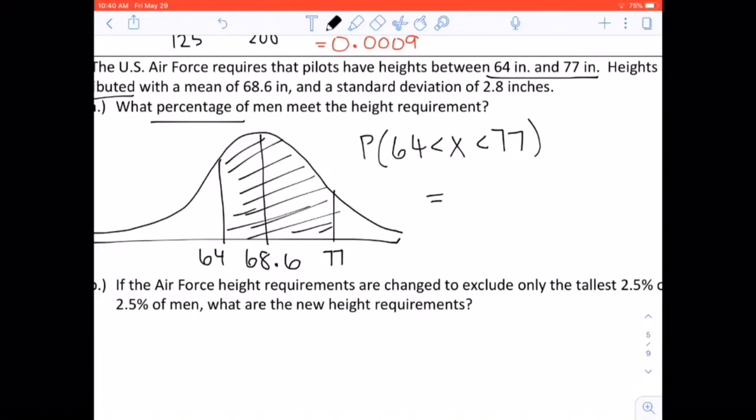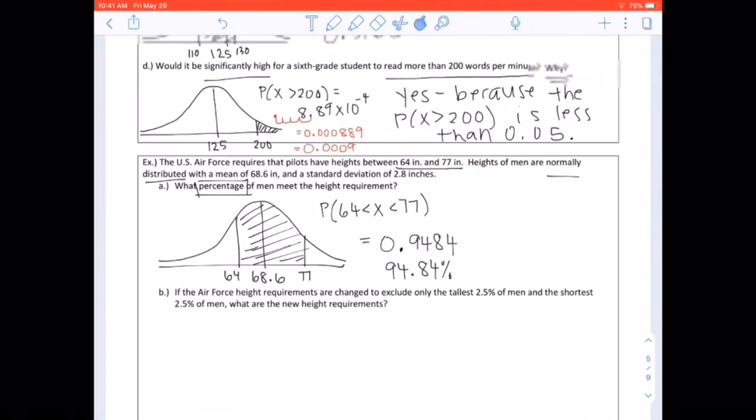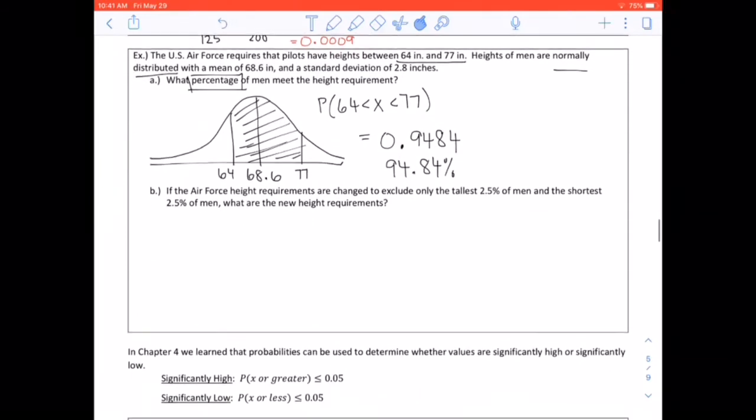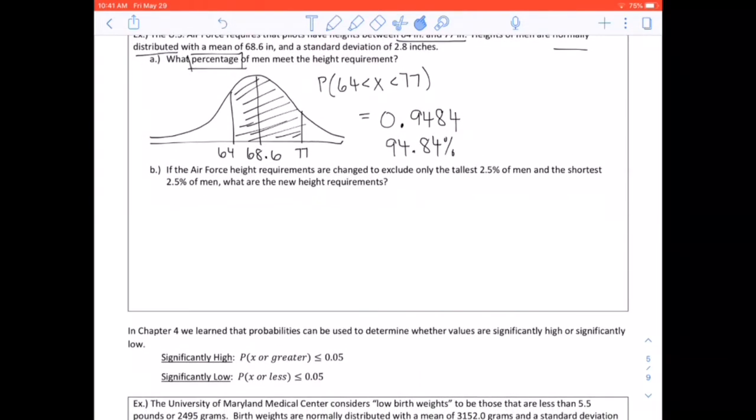And from the calculator, we get the probability that x is between 64 and 77 is equal to 0.9484. And it does ask for what percentage. So to figure out the percentage, we're going to move our decimal twice to the right, and we get 94.84%. So 94%, almost 95% of men meet that height requirement for the U.S. Air Force for pilots.